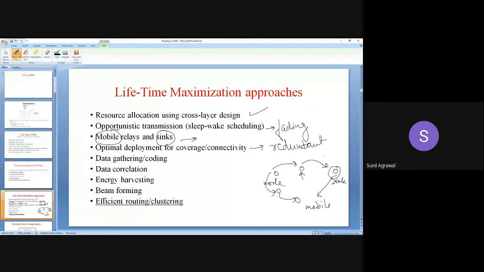So we can avoid redundancy by deploying less number of nodes, or we can close down some nodes within the same coverage area. We can put the same nodes in sleep mode, right? So the coverage can be there, but extra nodes are sent to the sleep mode so that they can be used when the particular node is going to die.